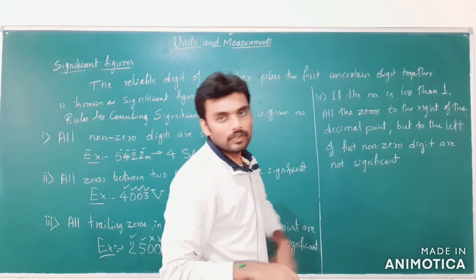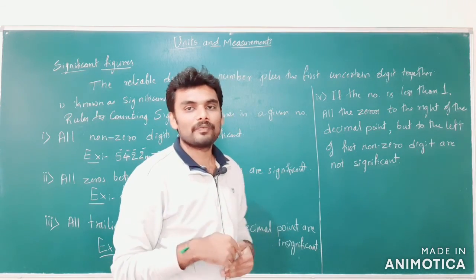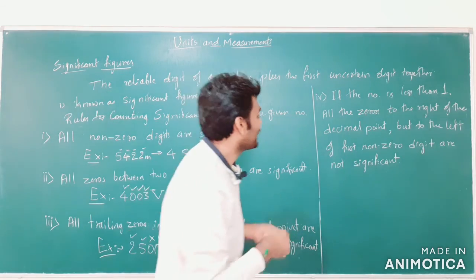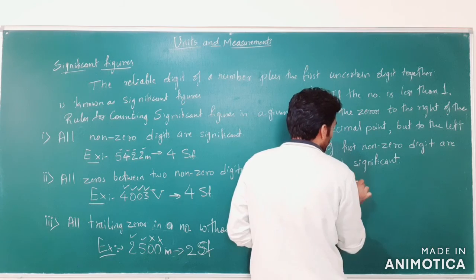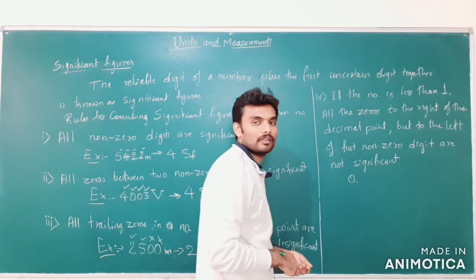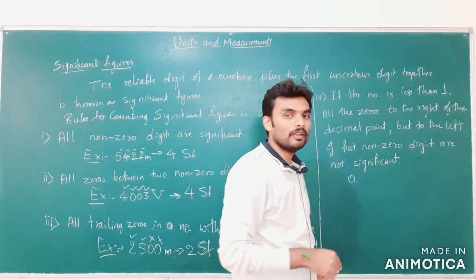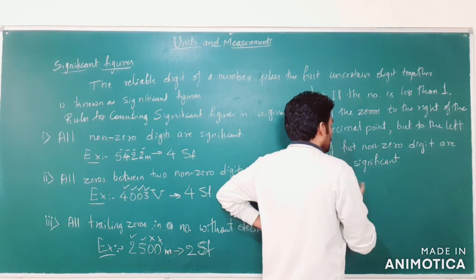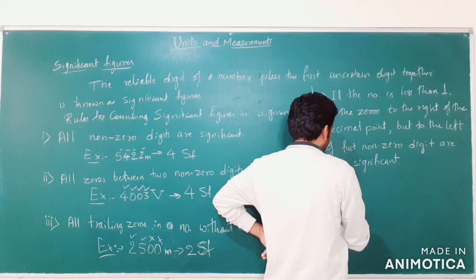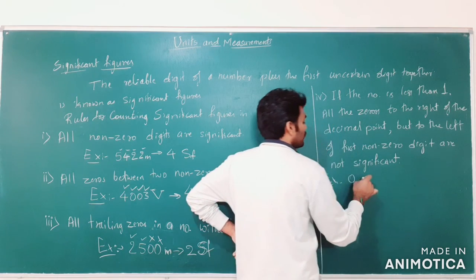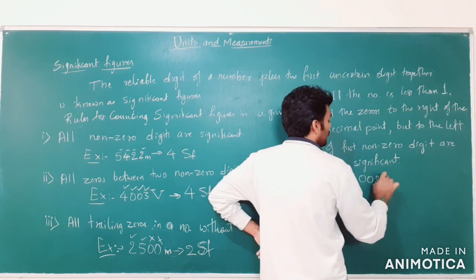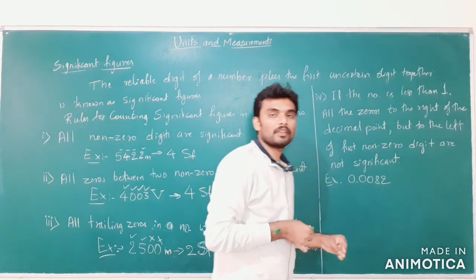Okay, so if the given number is less than 1, how do we write the number which is less than 1? It's always something like 0 point something, isn't it? 0.12, 0.53, 0.0083, somewhat like that. So, for example, if the number is 0.0082, say this is the number.